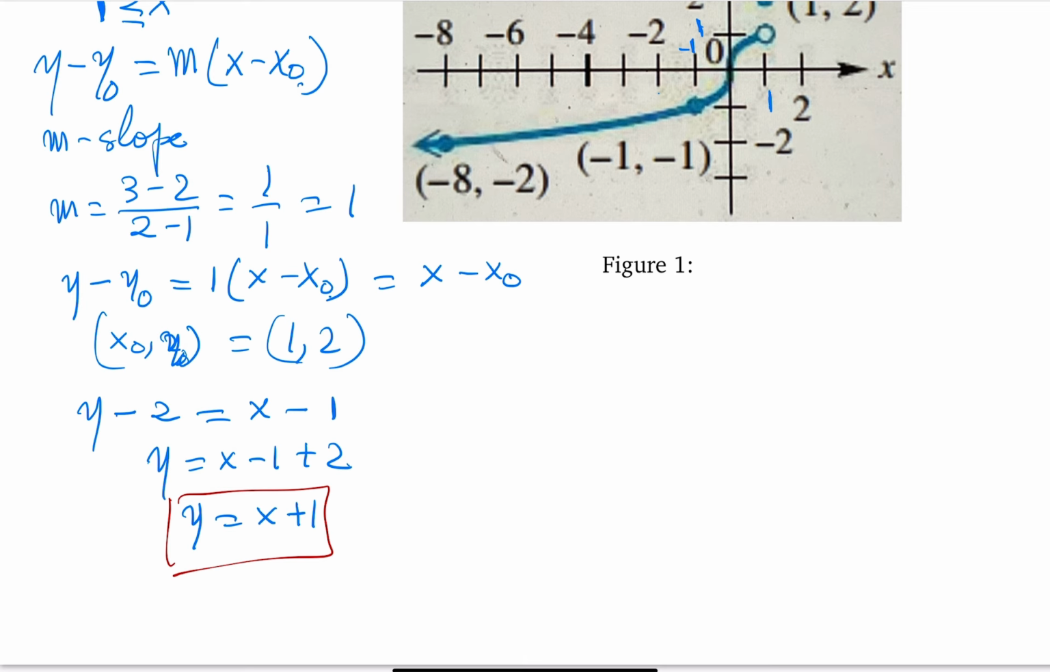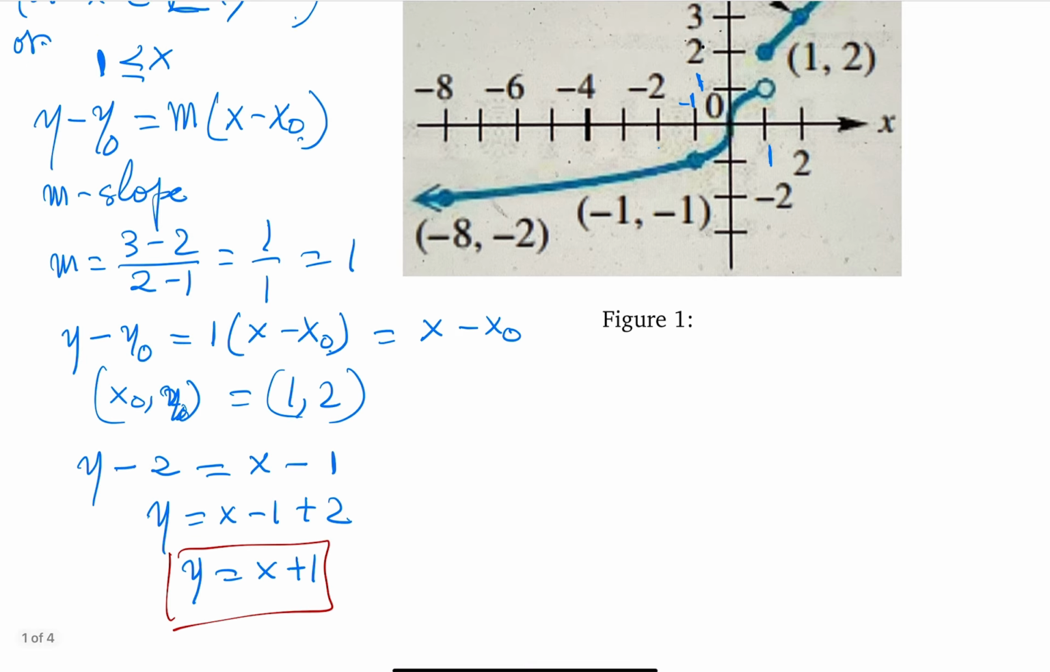Okay, now think about the second one. If you check the second one, it is still from 1 to infinity. Why infinity? Because you have an arrow. But the problem here is you have an open circle. Be careful. An open circle means it is from negative infinity, which is excluded, and 1 is excluded. Why? Because you have an open circle.